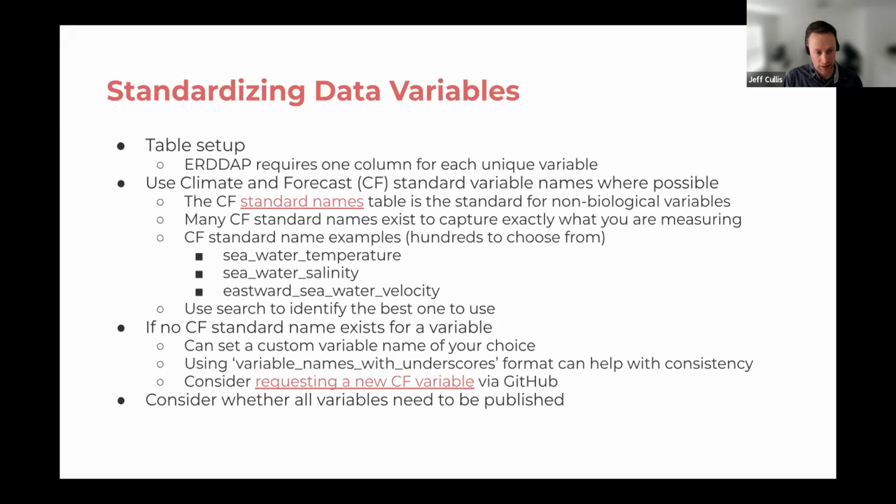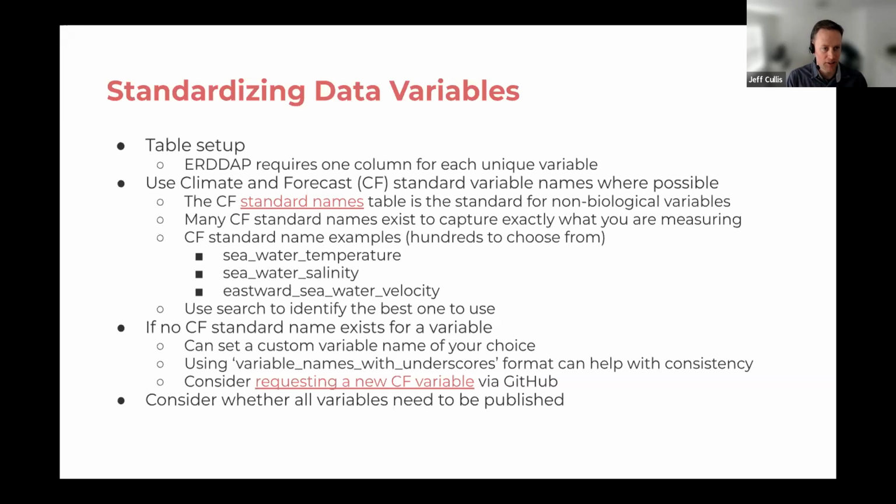If you can't find anything that's reasonable for your variable, then you can create a custom variable name of your choice, and that can still be CF compliant. We typically want to follow the standard naming with underscores that they're using. And if you think it's something that others might be interested in, you can go on GitHub and create an issue to request a new CF variable name so that everyone can make use of that.